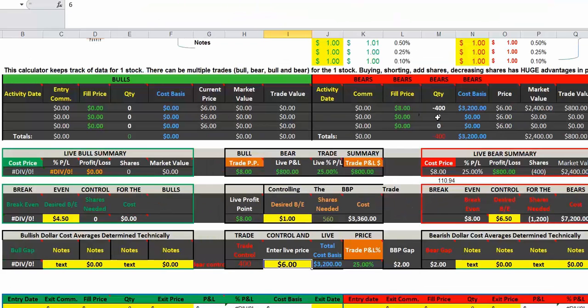And as noted, since we're in a full bear trade, we're showing our color change to red, indicating the bear trade, and the wording and color changed to bear control. Of course, that turned red. And since our live price is lower than our profit point, and we're shorting, we're having a profit of $800.